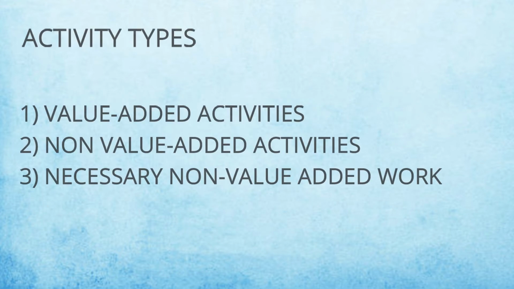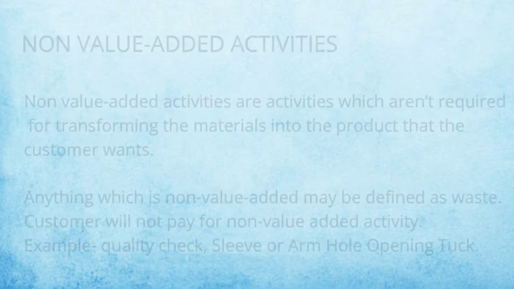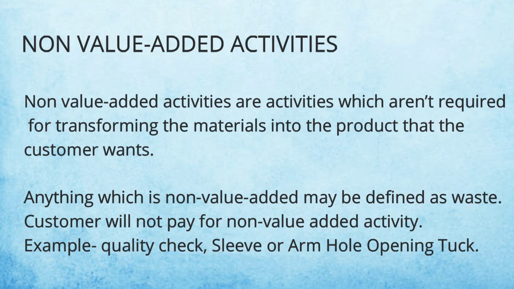There are three types of activities, that is value added activity, non-value added activity, and necessary non-value added work. Value added activities are activities which transform the material into the exact product that the customer requires. It is the activity for which the customer will agree to pay. Example, slip joint cutting.